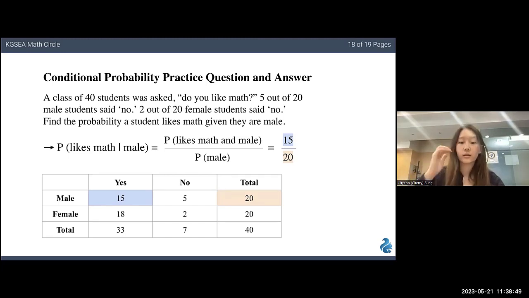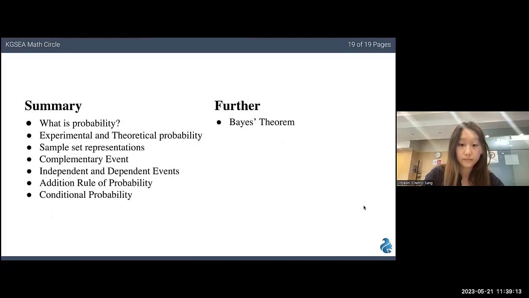Here, the probability of likes math given that the person chosen is male would equal P(likes math and male) over P(male). Using the table sample space representation, you can find the total number of male students to be 20 and the total number of male students who like math to be 15. So the answer would be 15 over 20, which is 3 over 4.